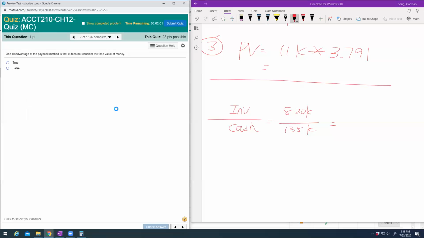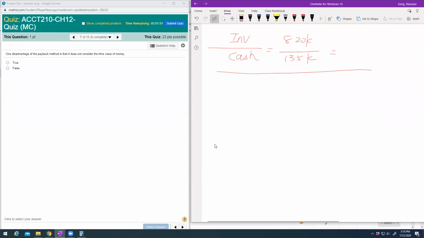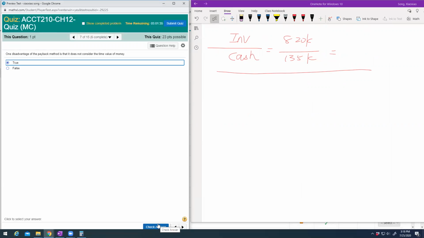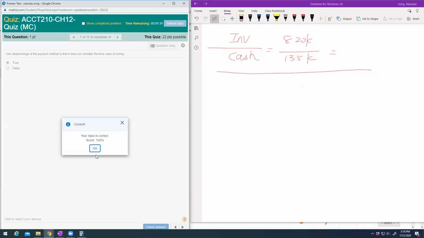Next one. Honestly, I don't worry about the payback method. I worry more about ARR, NPV, and IRR. Next one: one disadvantage of payback is it doesn't consider the time value of money. That's right. Another bad thing of payback is it only focuses on years, not the overall profitability. We only care about getting our money back as soon as possible, while we ignore the overall cash flow. Make sure you know the bad part.